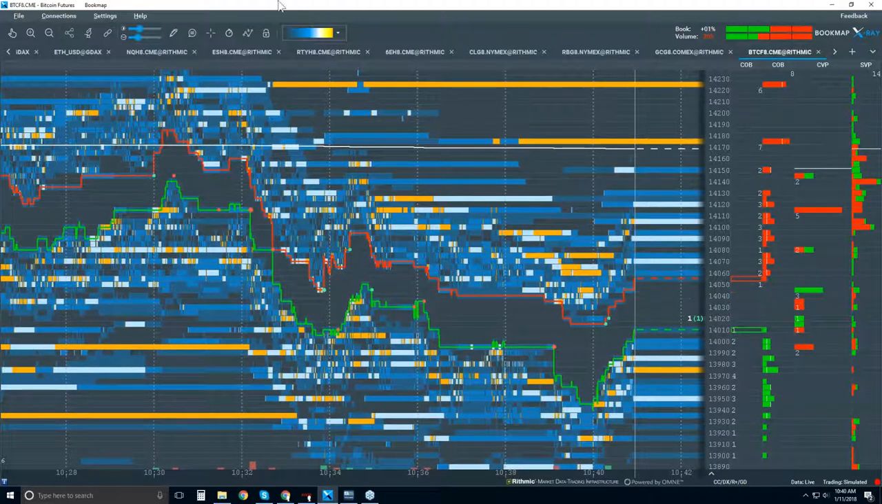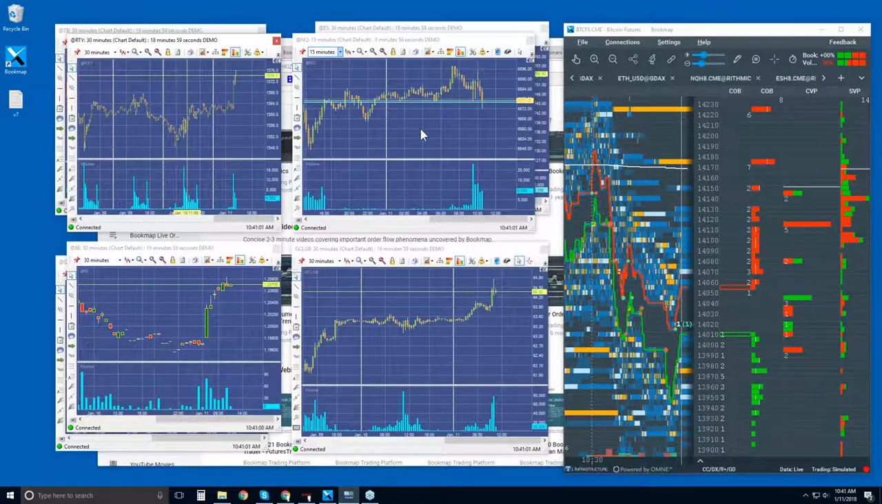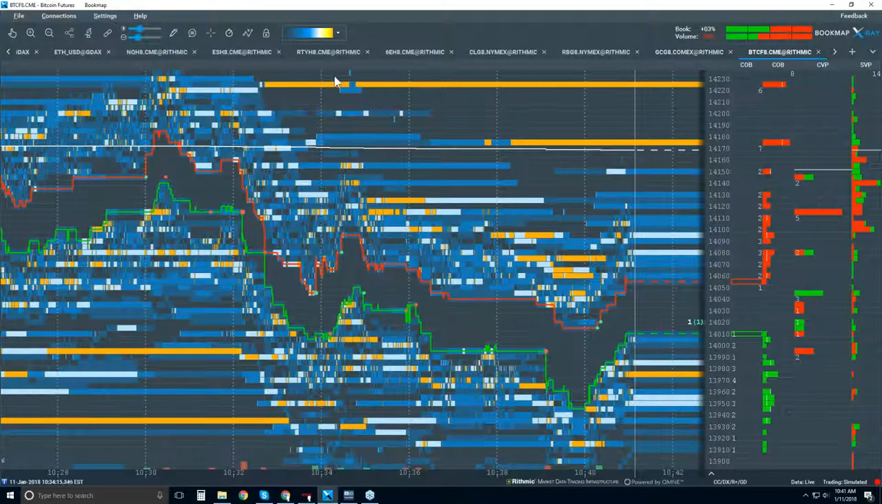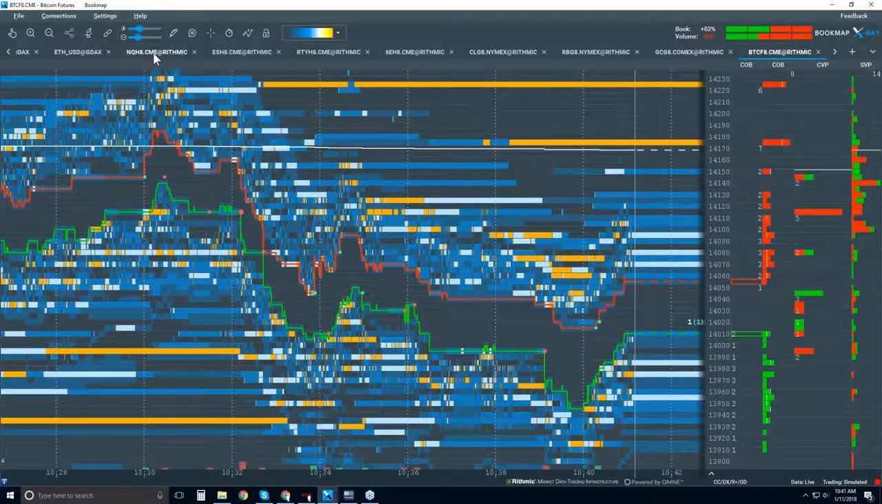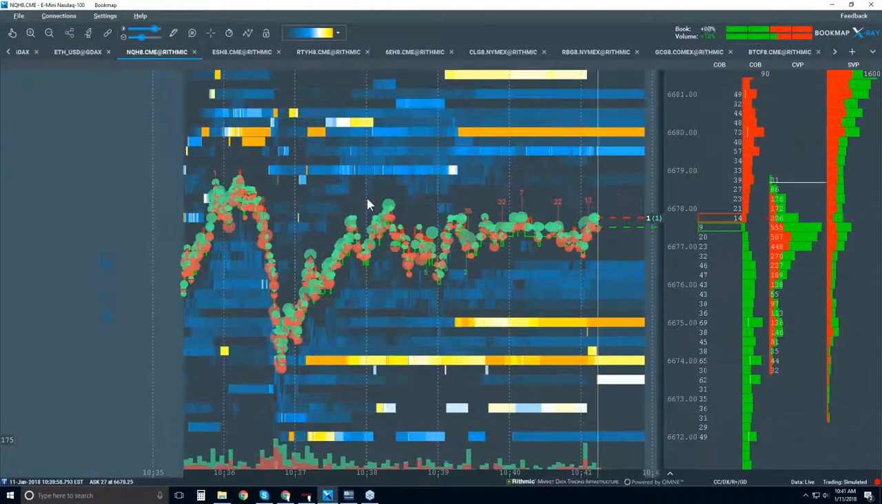Let's take a look at the NASDAQ, I think, or maybe crude, I'm not sure. Let's take a look at a candlestick chart and just get a feel for what's going on in the markets here. Well, we just had a move down in NASDAQ. So we can take a look at NASDAQ and what's going on there. Let me zoom out.